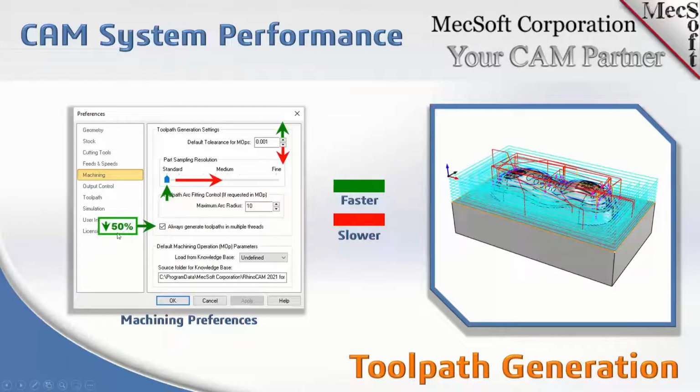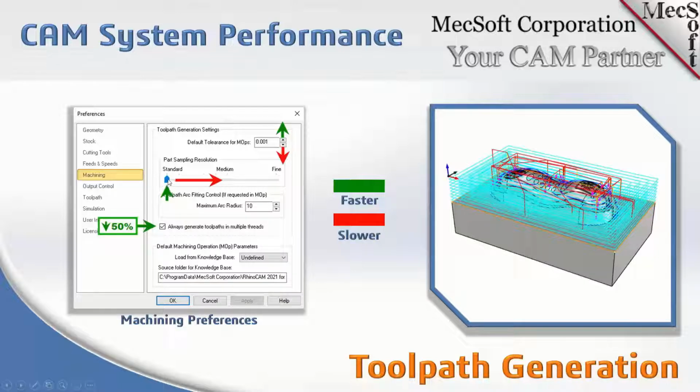The biggie here is if you have a multi-core processor, and most new computers now are multi-core. This particular computer has 4 cores, 4 coprocessors. You want to turn this option on for always generate toolpaths in multiple threads. I'll show you that in a minute, but that can decrease your generation time at least by 50%, probably more than that. And then above that, you have your part sampling resolution.